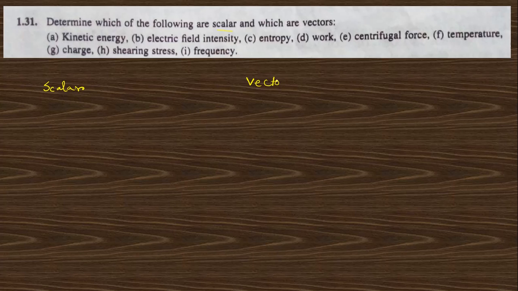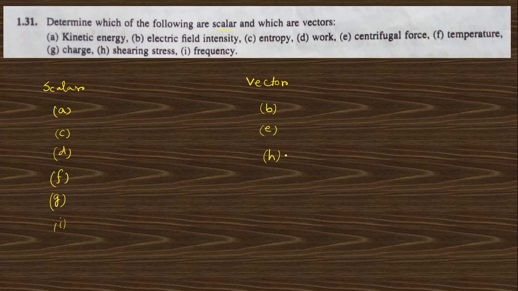Okay, so kinetic energy is scalar. Electric field intensity is vector. Entropy is scalar. Work is also scalar. Centripetal force is vector. Temperature is scalar. Charge is scalar. Shearing stress is vector, and frequency is scalar.